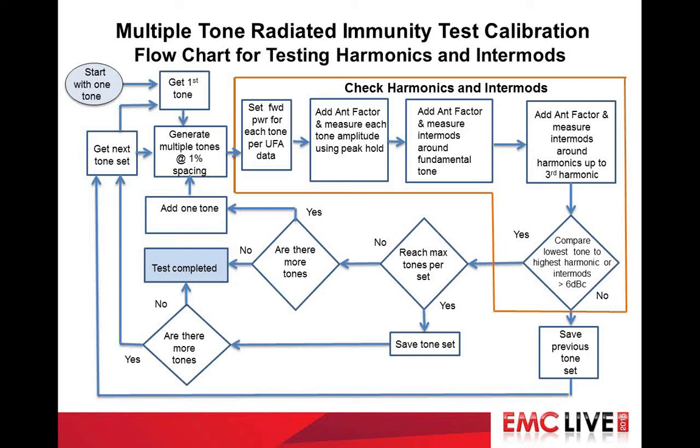Compare the lowest tone amplitude to the highest harmonic or intermod. It must be greater than 6 dBc to pass. This covers the harmonics intermod check. If the harmonics intermods do not pass, then save the previous tone set. If it passes, then check for more tones or tone sets. Keep adding additional tones until the required tone set is met or the test fails.